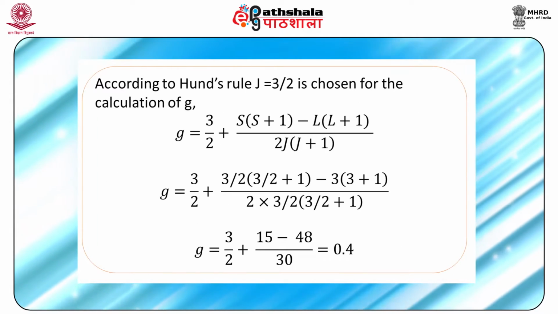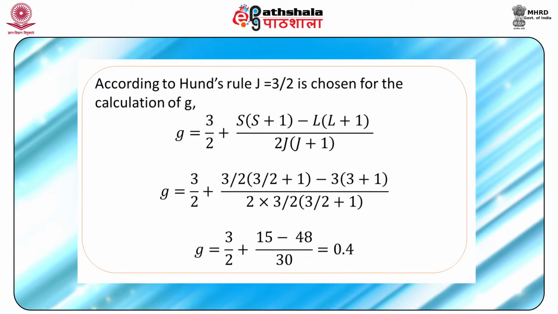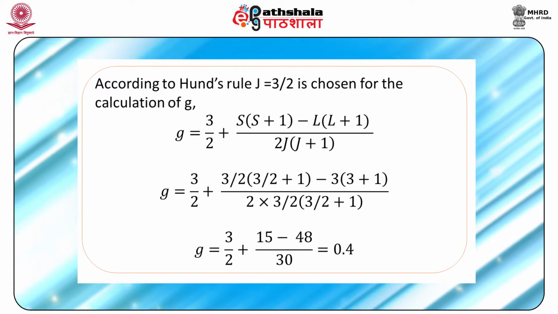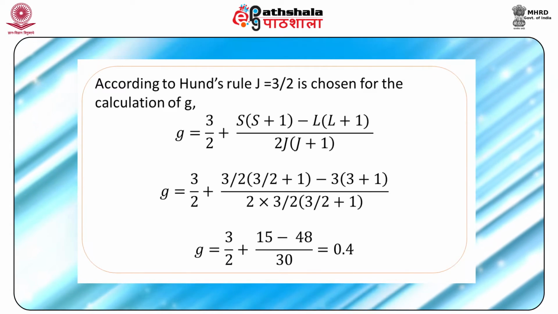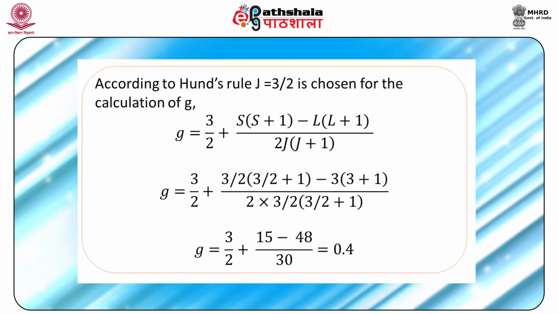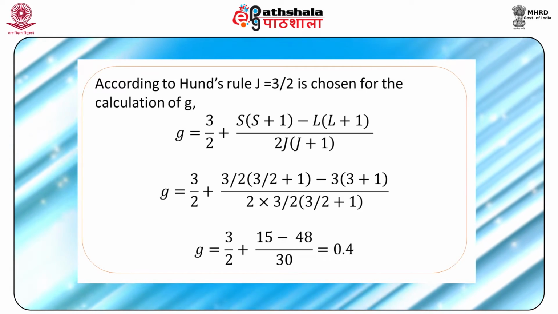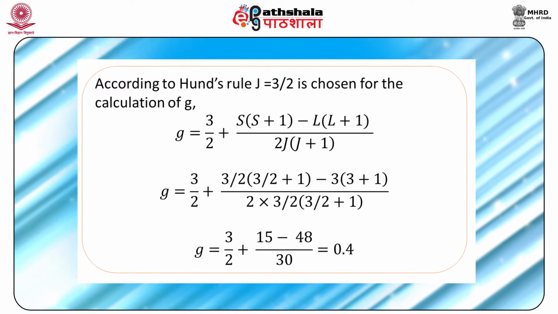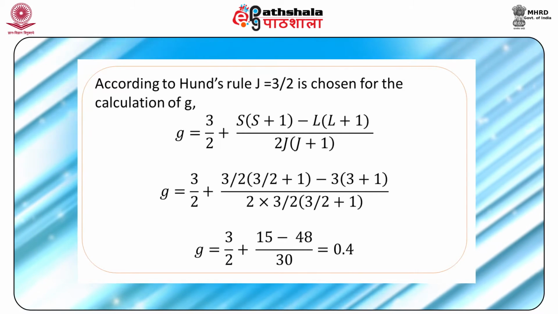According to Hund's rule, J equals 3/2 is chosen for the calculation of g. Now g is equal to 3/2 + [S(S+1) - L(L+1)] divided by 2J(J+1). On putting the values of S, L and J, g becomes equal to 0.4.